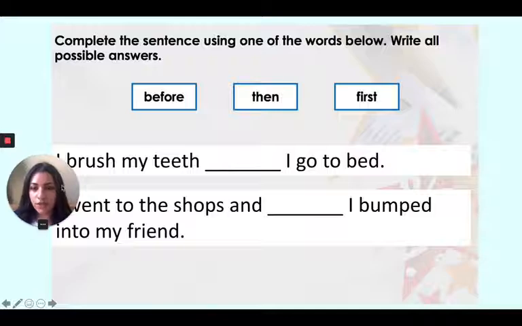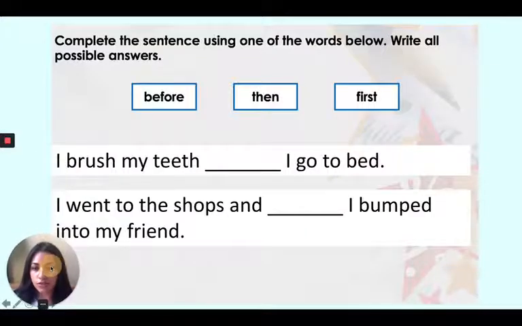Okay, let's have a look at the next question. So, complete the sentence using one of the words below. Write all possible answers. So, I brush my teeth, something, I go to bed. Have a look and choose one. And then I went to the shops and something, I bumped into my friend. Again, have a look and choose one of these key words. You can pause the video and do that now.